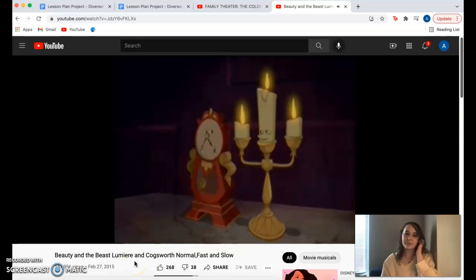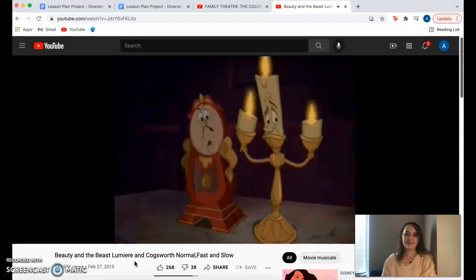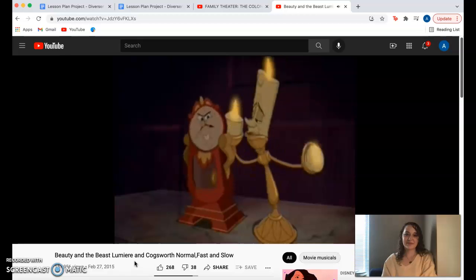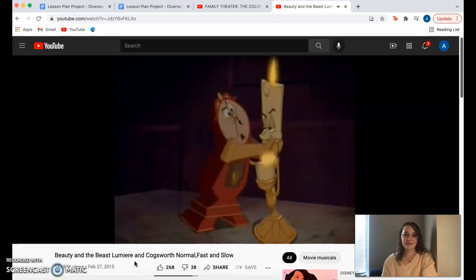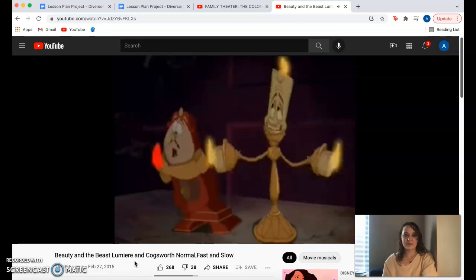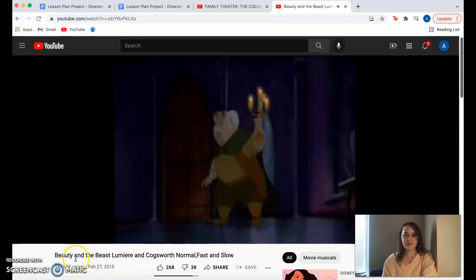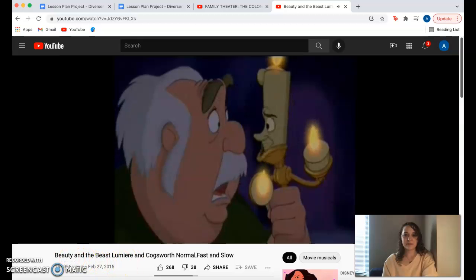Not a word, Lumiere, not one word. I don't mean to intrude, but I've lost my horse, and I need a place to stay for the night. Oh, Cogsworth, have a heart. Of course, monsieur, you're welcome here. Who said that? Over here. Where? Hello.